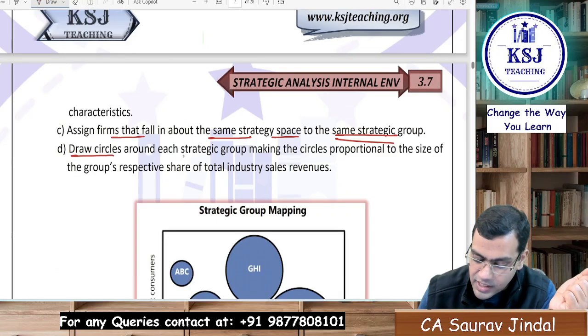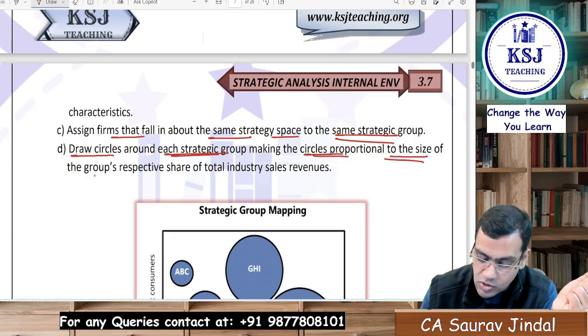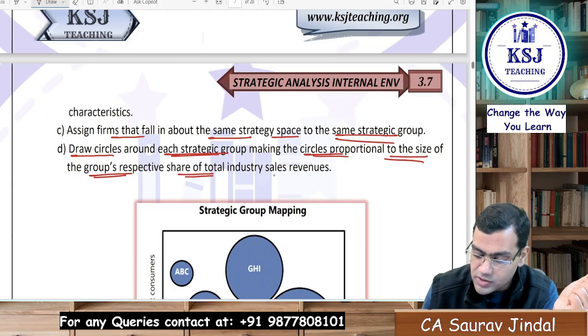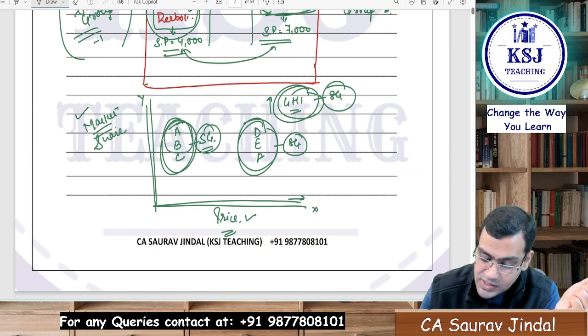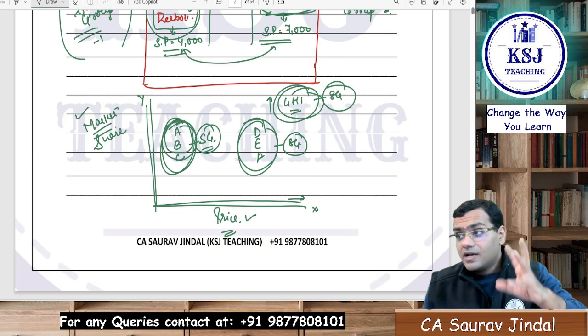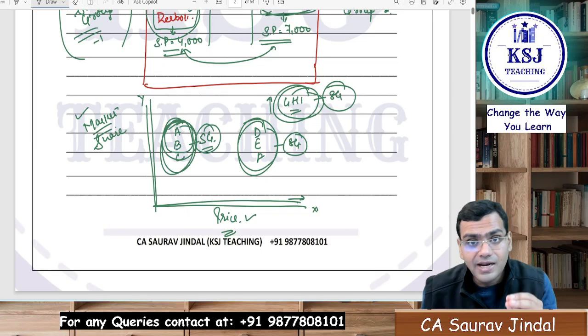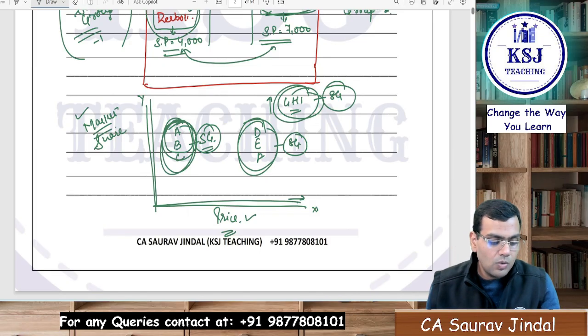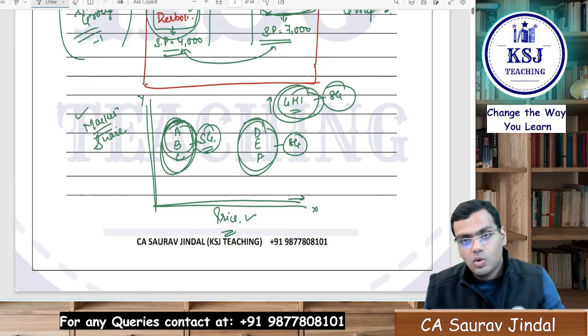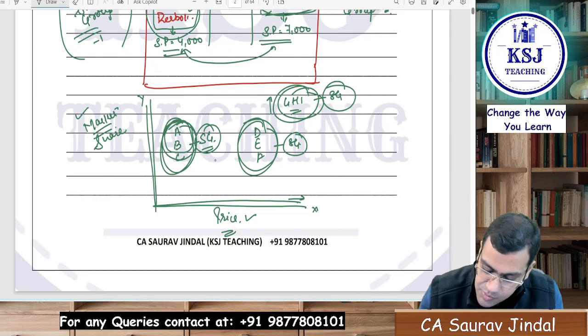Draw circles around each strategic group, making the circles proportional to the size of the group's respective share of the total industry sales revenue. Now you have to draw the circle, but this circle will depend upon the market share that the company is holding, right? If the market share is small, as in this group, this is the small market share. Now this might contain A, B, C, D.